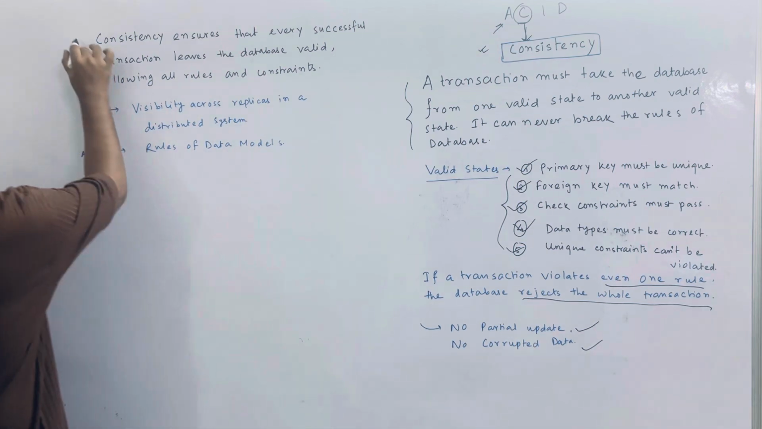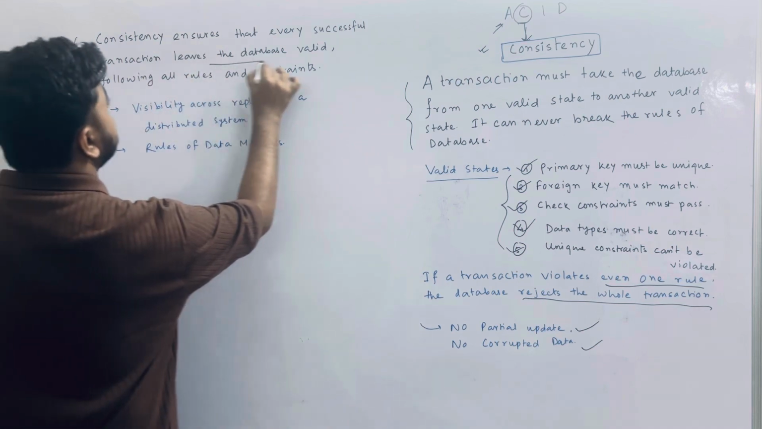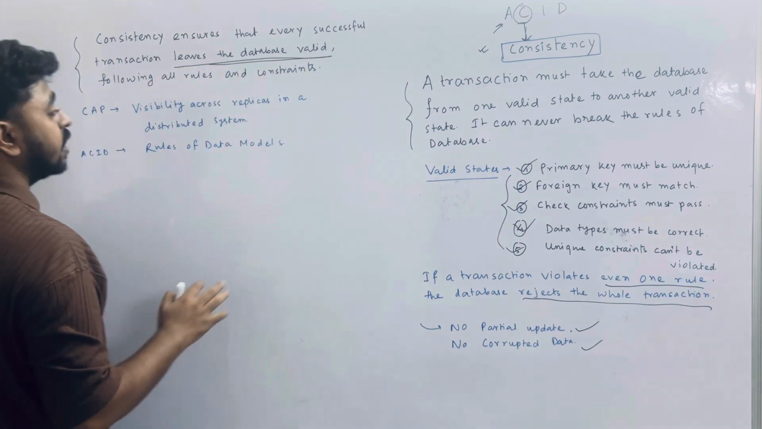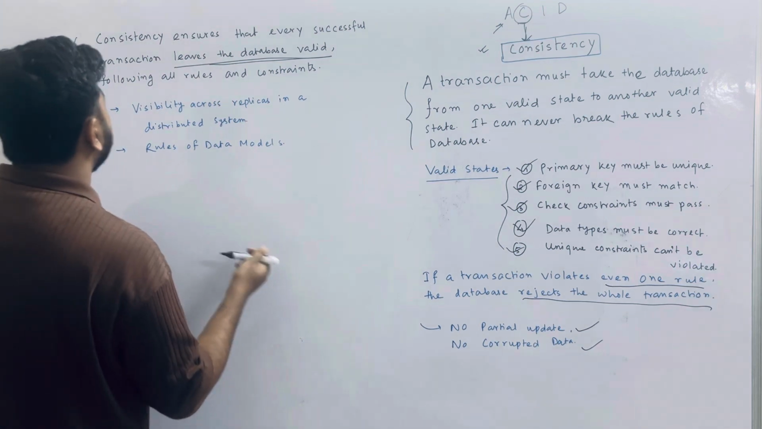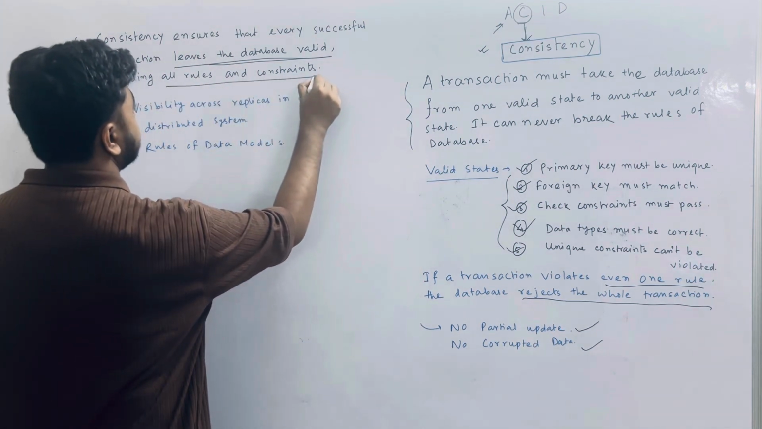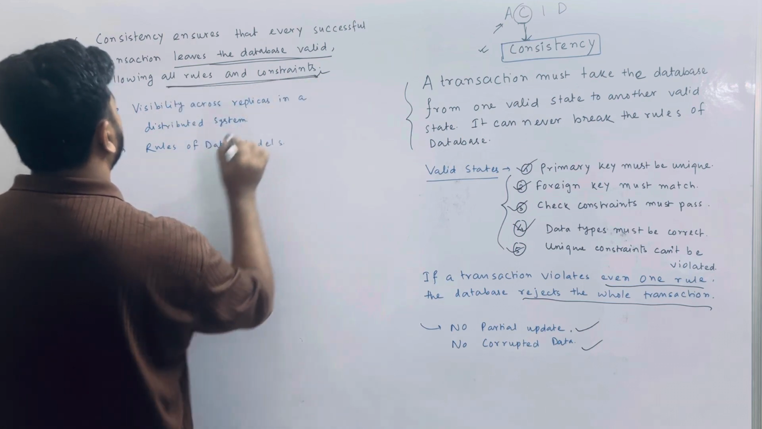Here I have written: consistency ensures that every successful transaction leaves the database valid. This is a very important point. Every successful database transaction leaves the database valid, following all the rules and constraints of the database.